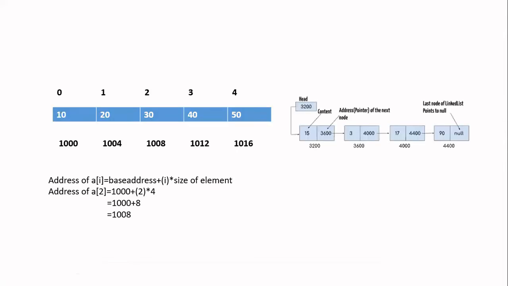So before that, you should understand the difference between the storage of array-based implementation and linked list-based implementation in memory. For that, consider this example. The left-hand side is the array-based implementation, and this part is the linked list-based implementation.